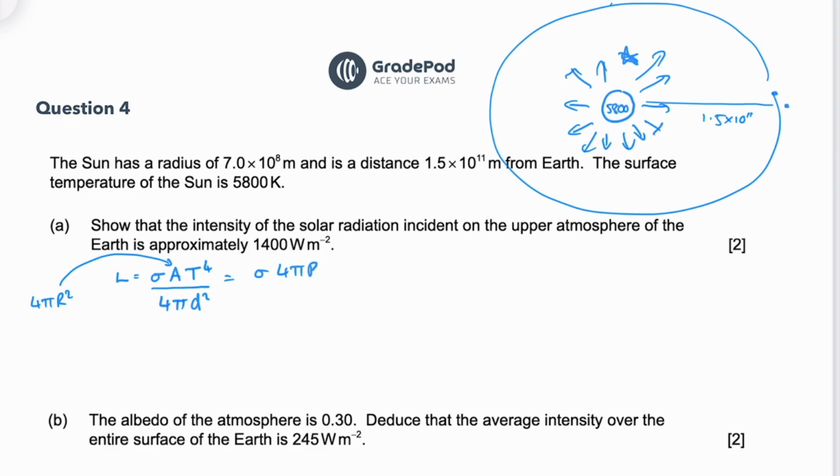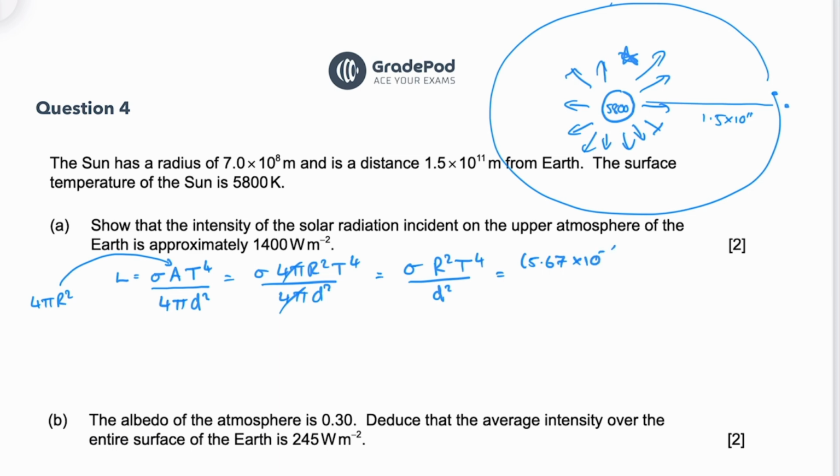4 pi r squared T to the power 4 over 4 pi d squared. We can cancel these 4 pi's out. What we're actually looking at now is the Stefan-Boltzmann constant times the radius of the Sun squared times the fourth power of the temperature, divided by the distance from the Sun to the Earth, all squared. Let's pop in all of our numbers.